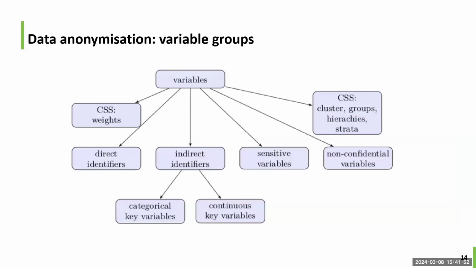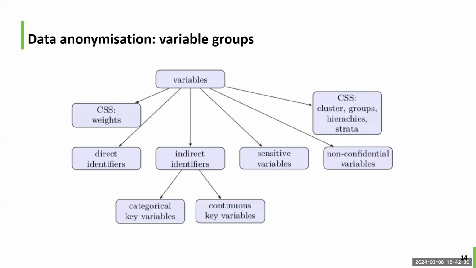Okay, something to keep in mind is the way we group variables when we're thinking of data anonymization. We already talked about the direct identifiers that we handle through pseudo-anonymization. And then we have indirect identifiers, which might be continuous variables or categorical variables. Someone's height, for example, might be an indirect identifier measured in centimeters. So that's a continuous variable. Or someone's weight or upper arm circumference and so on.